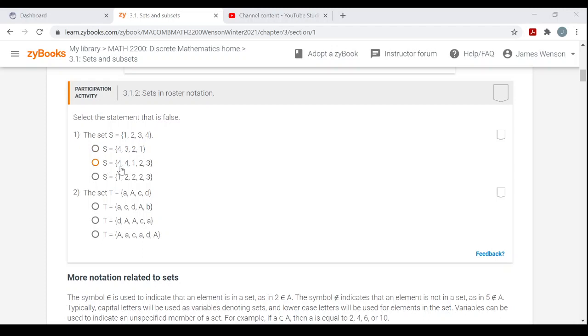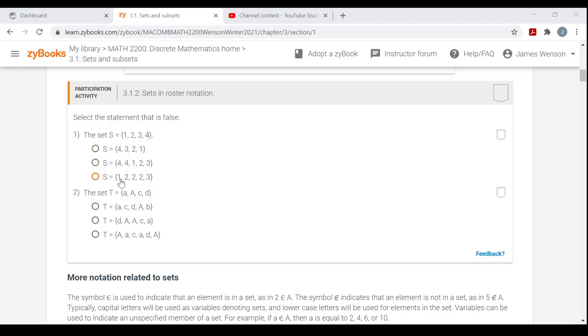How about the set with 4, 4, 1, 2, and 3? It has 4, 3, 2, and 1, just like this set. They are the same set, even though there's repetition. I know you're probably thinking, hey, there's 2 4s in here, there's only 1 4 in there, but they have the same elements though. Repetition doesn't change the elements that they have. So this is also the same as set S.